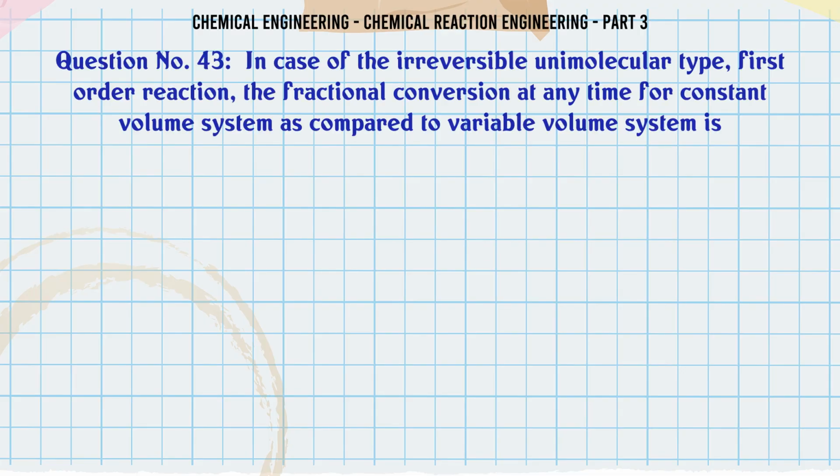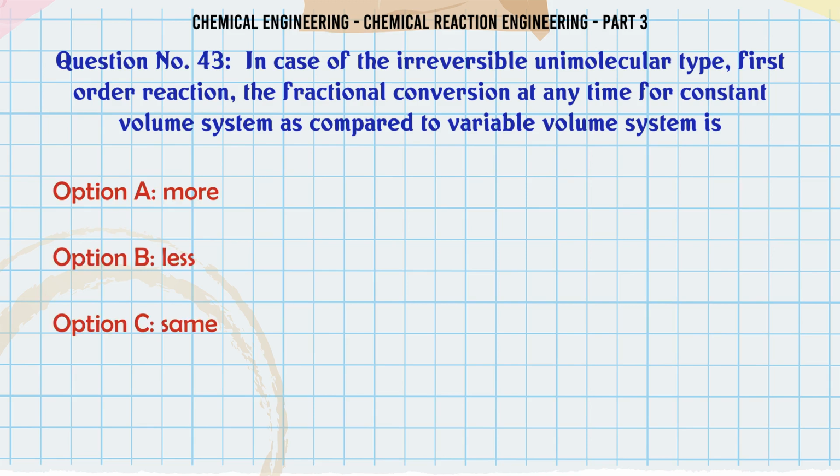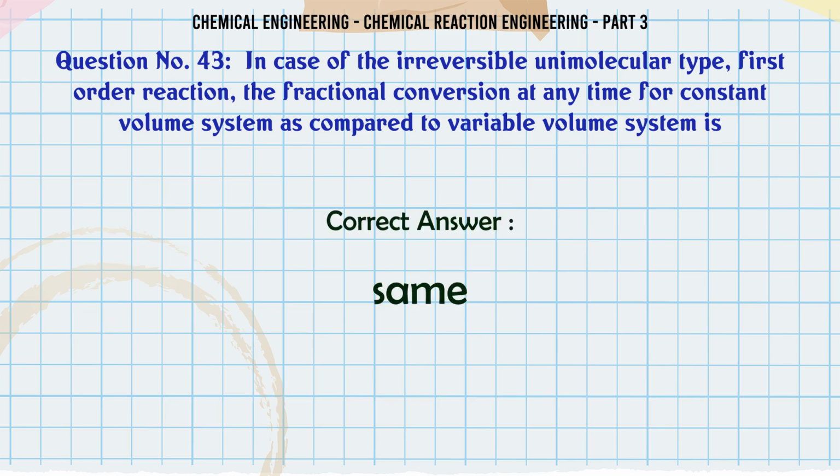In case of the irreversible unimolecular type first order reaction, the fractional conversion at any time for constant volume system as compared to variable volume system is A. More, B. Less, C. Same, D. Either A or B, depends on other factors. The correct answer is same.